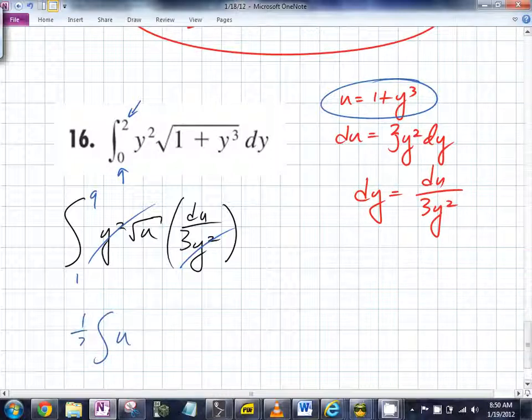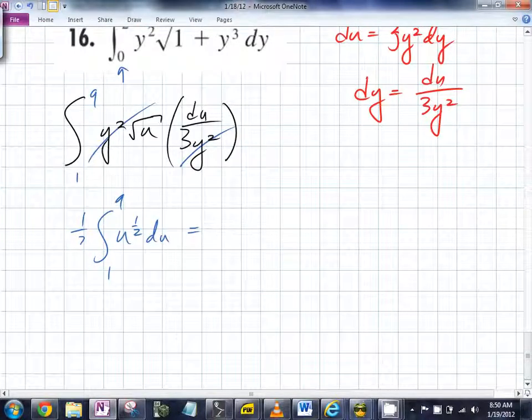Is that a pretty easy thing to integrate? Yeah, and the reason we make these limit changes is because do we have to substitute back in for y? No, we don't have to substitute anything back in. This integral expression is exactly equal to what we started with. So what's that equal to? 1/3 times 3 minus 1. So it's going to equal 2/3.